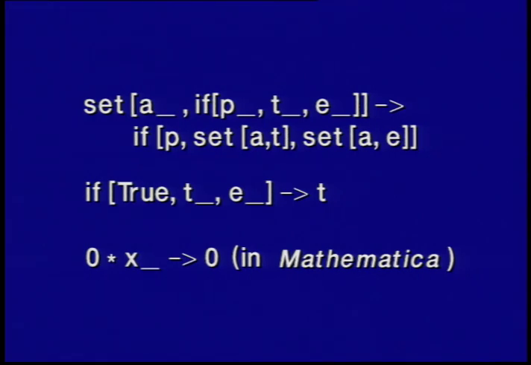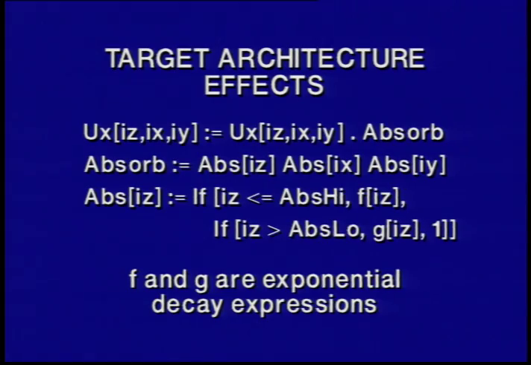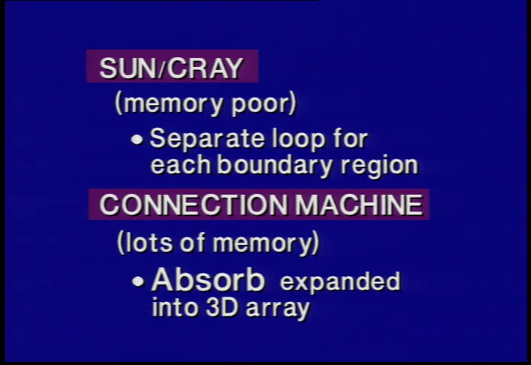Optimization rules in Synapse make frequent use of conditional propagation and expression simplification, a few simple versions of which are shown here. Some simplifications we wrote explicitly for Synapse, but many others were already part of Mathematica. The effect of the target architectures can be seen both during refinement of the algorithm and later during optimization. Here we see that an absorbing taper boundary can be expressed as the product of three conditional expressions. On a memory-poor architecture, the implementation becomes a set of separate loops for each boundary region. On a massively parallel architecture with enough memory, it's more efficient to write one uniform array multiplication.